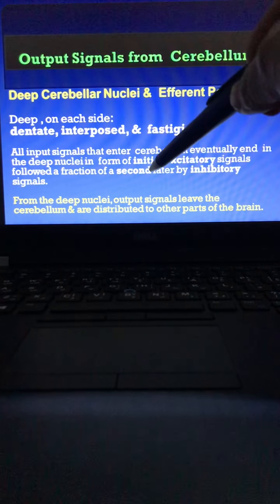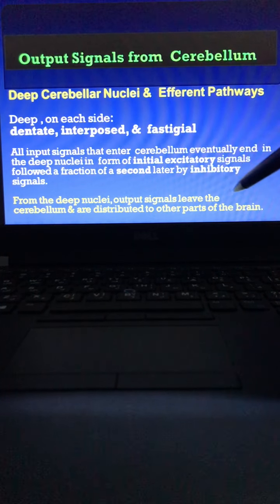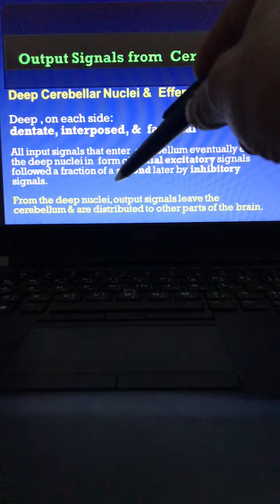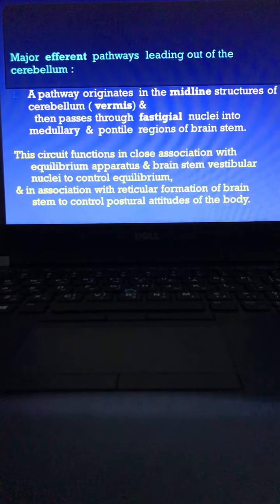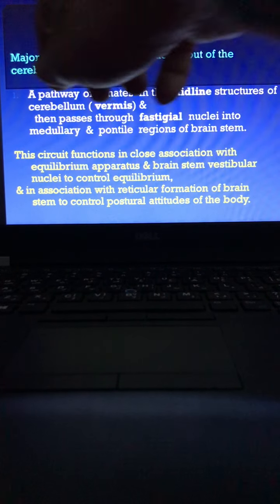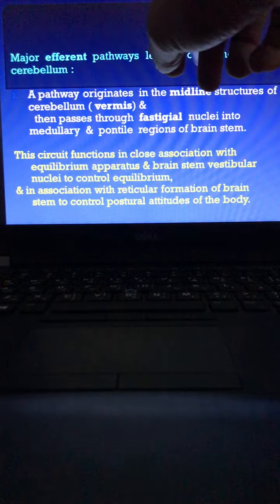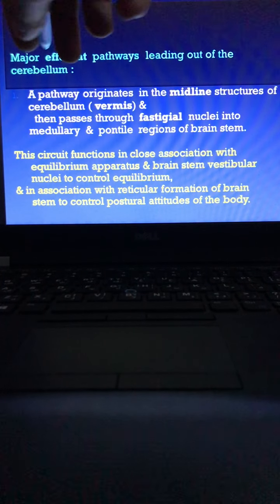From the deep nuclei, output signals leave the cerebellum and are distributed to other parts of the brain. They are distributed to the rest of the brain through the deep cerebellar nuclei, which are the main efferent, the outgoing output from the cerebellum, toward other parts of the brain. Now, efferent pathways leading out of the cerebellum.